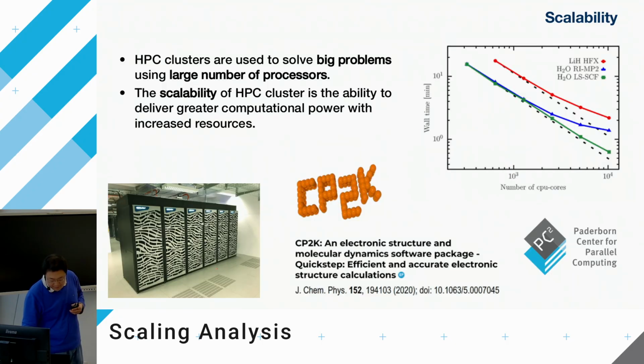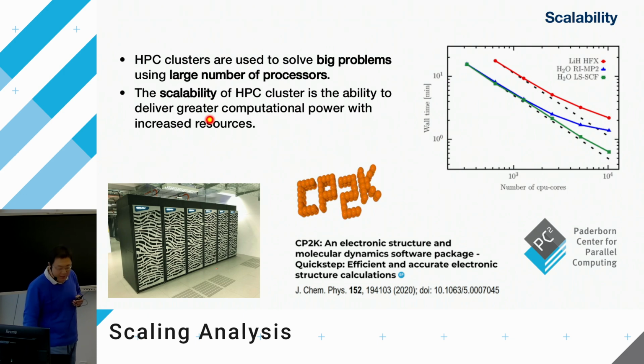So, scaling analysis. First, the scalability of an HPC system is very important. Here is an example. An HPC system is used to solve a very large calculation by using a large number or even a huge number of processors, hundreds of thousands of CPU cores. So the scalability of an HPC cluster is the capability to deliver more computational power with more processors.